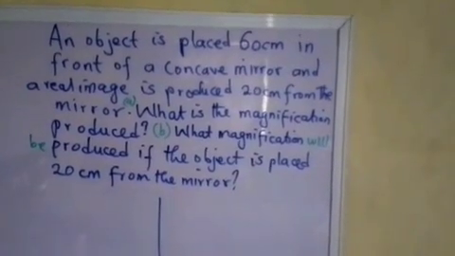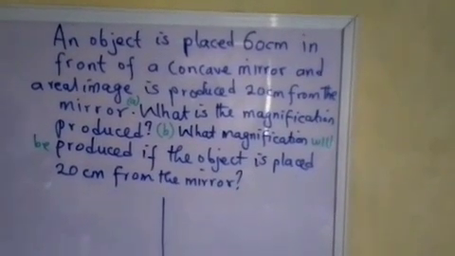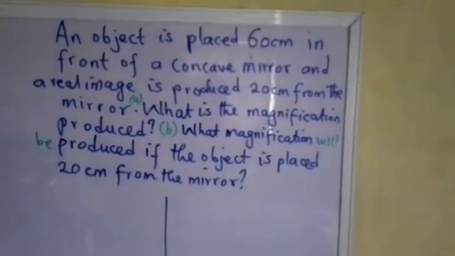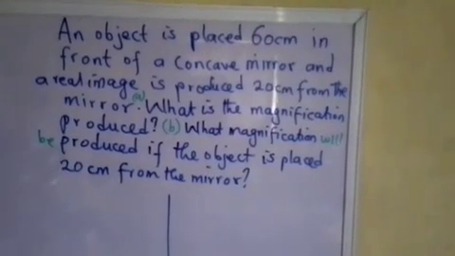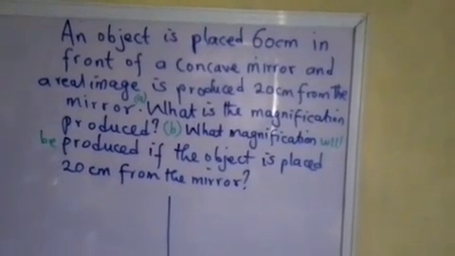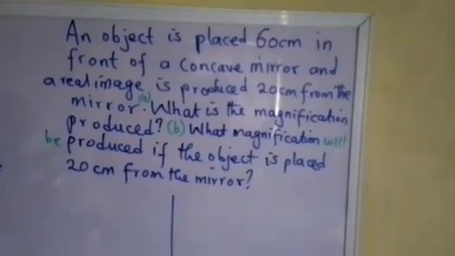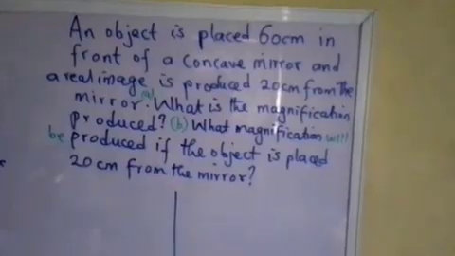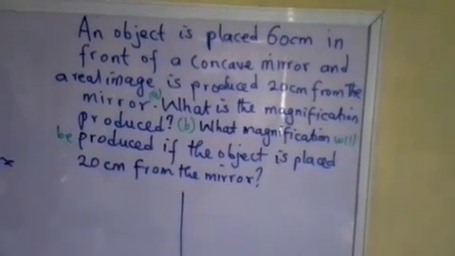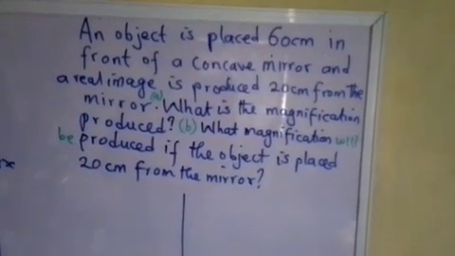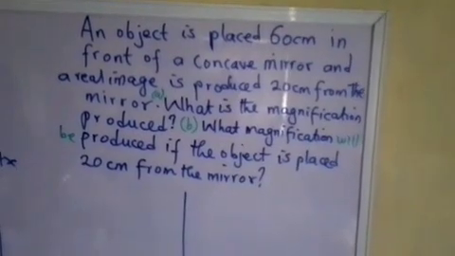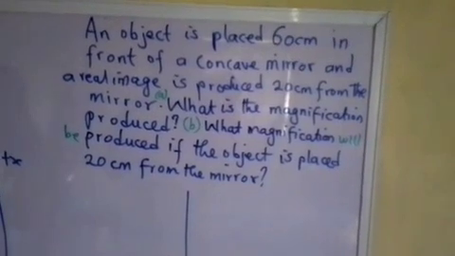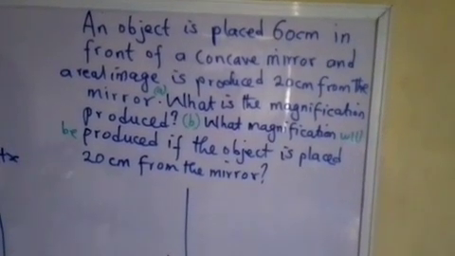Let's try and solve it together the simplest and easiest way possible. The question is this: an object is placed 60 cm in front of a concave mirror and a real image is produced 20 cm from the mirror. Question A: what is the magnification produced? Question B: what magnification will be produced if the object is placed 20 cm from the mirror?